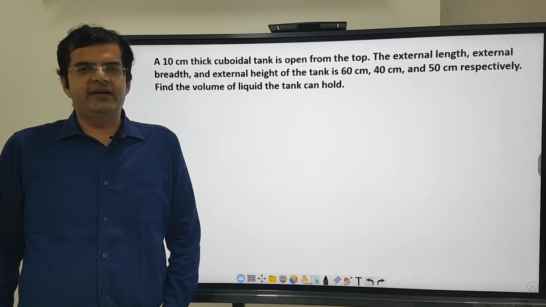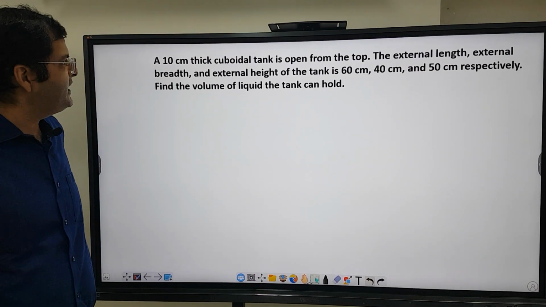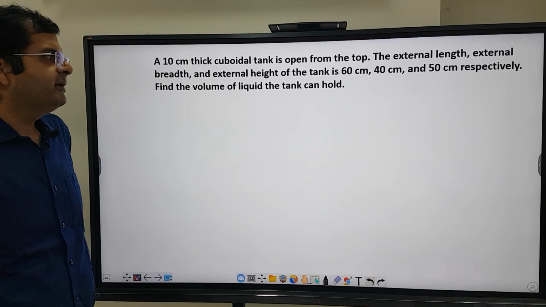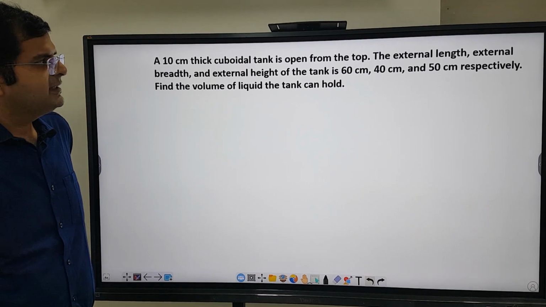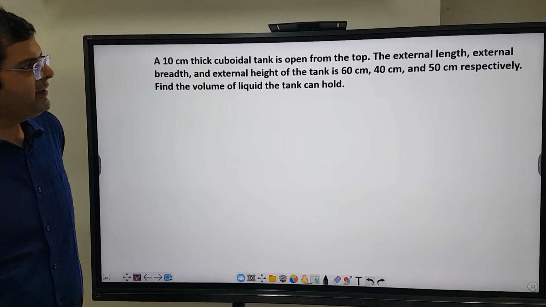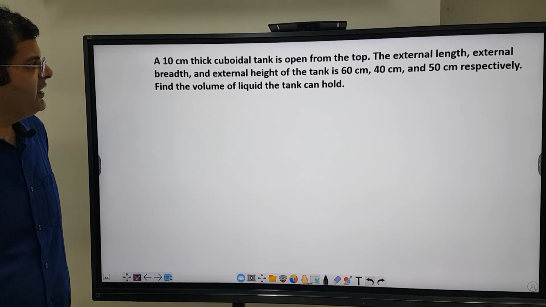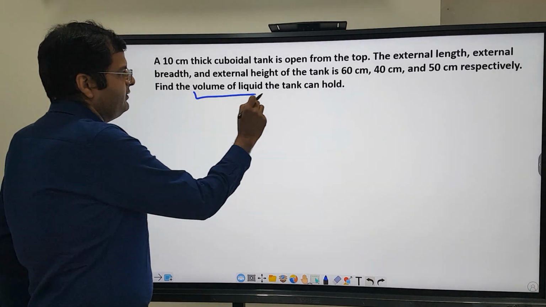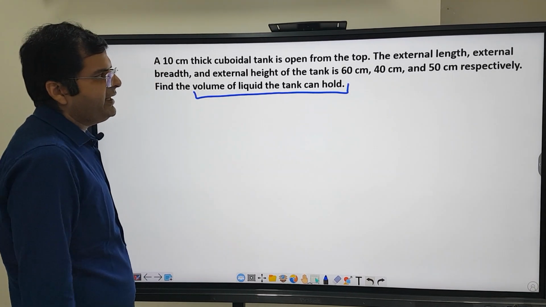So this is the 72nd question of the geometry chapter. The question says a 10 centimeter thick cuboidal tank is open from the top. The external length, external breadth and external height of the tank are 60 centimeter, 40 centimeter and 50 centimeter respectively. Find the volume of the liquid the tank can hold. The volume of the liquid the tank can hold will depend on the internal length, breadth and height.